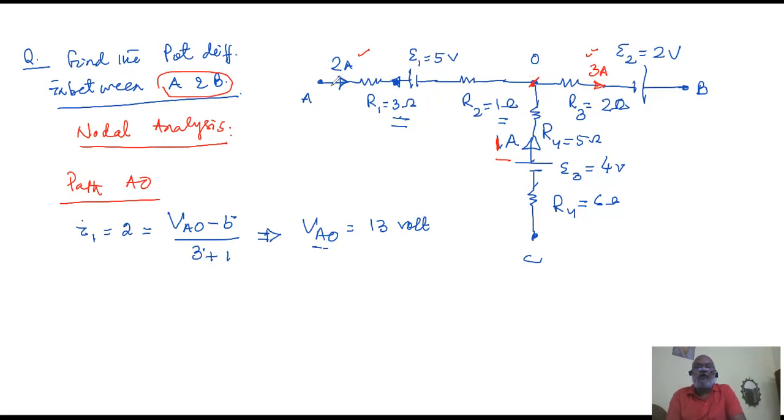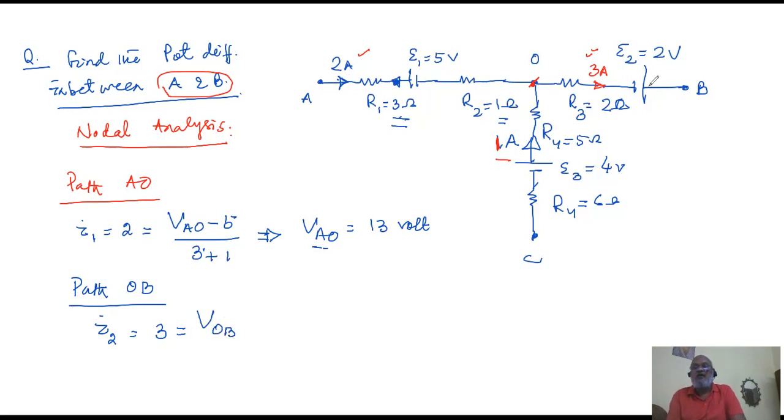Next, because our intention is to start from A and go on investigating till we reach the end B, we consider another path, second path, that is path OB. In the path OB, you know the second current, that is I2. It is given to be 3 ampere, and that we write as per our nodal way. So 3 ampere current will be the end potential difference across that branch. That will be VOB.